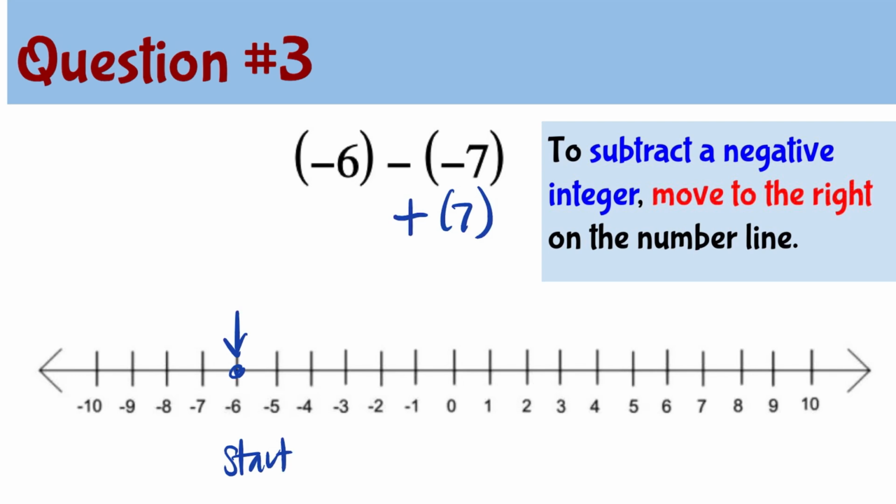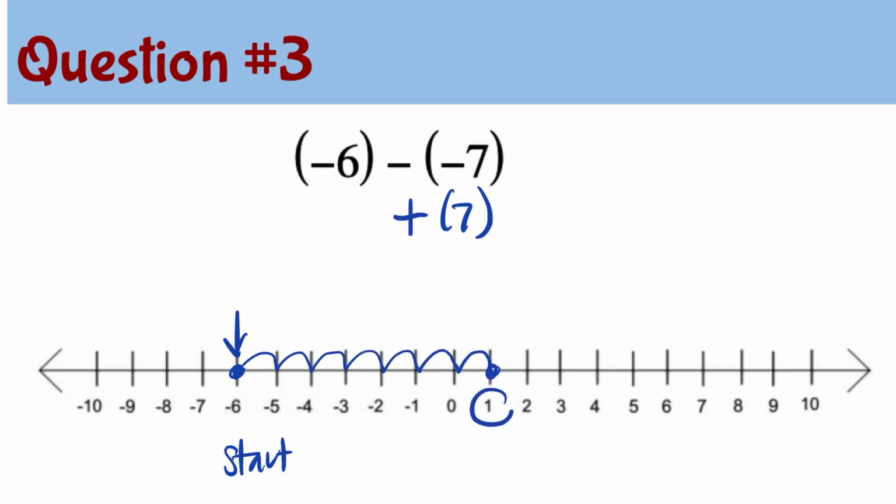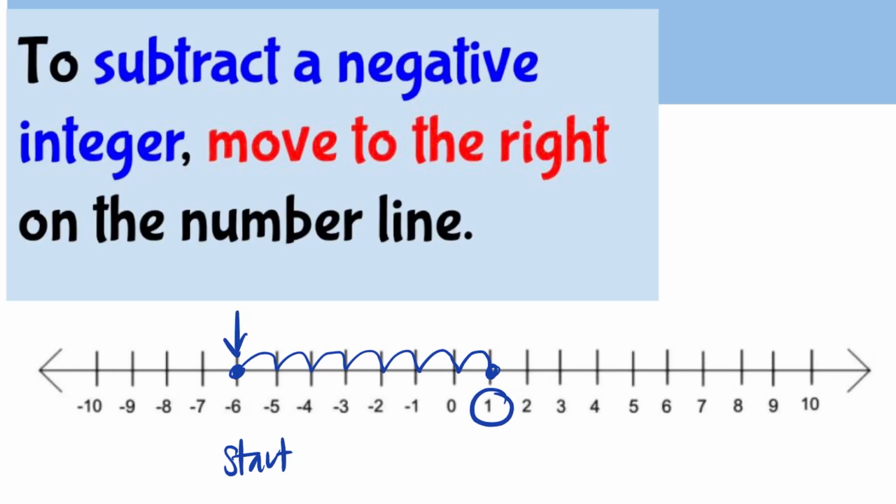So again, starting from -6, we need to move 7 units to the right. 1, 2, 3, 4, 5, 6, 7. So the answer for this problem is +1. Again, to subtract a negative integer, you need to move to the right side on the number line.